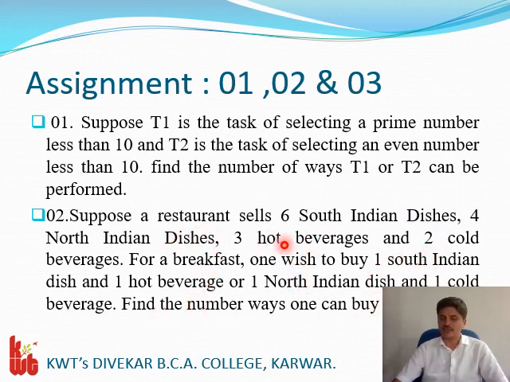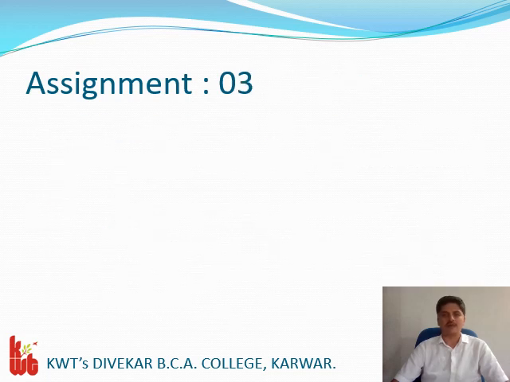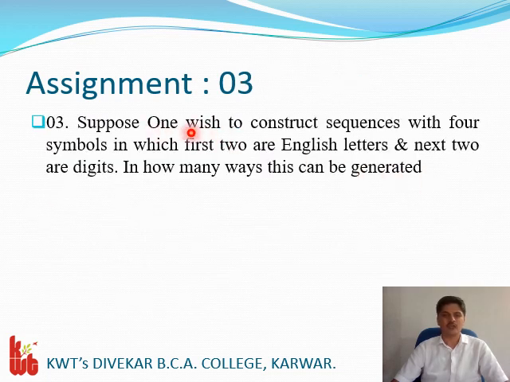You need to find. Here you need to apply both the rule of sum and the rule of product. Calculate. Now the last assignment. Suppose one is to construct a sequence with 4 symbols in which the first 2 are English letters and the next 2 are digits. In how many ways can this be generated?